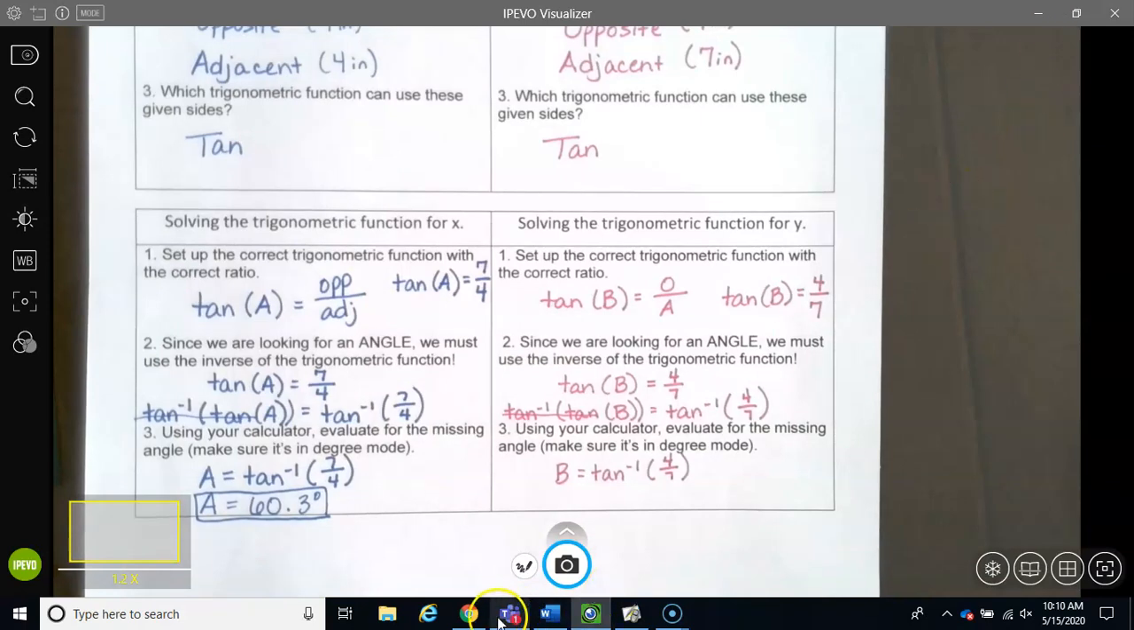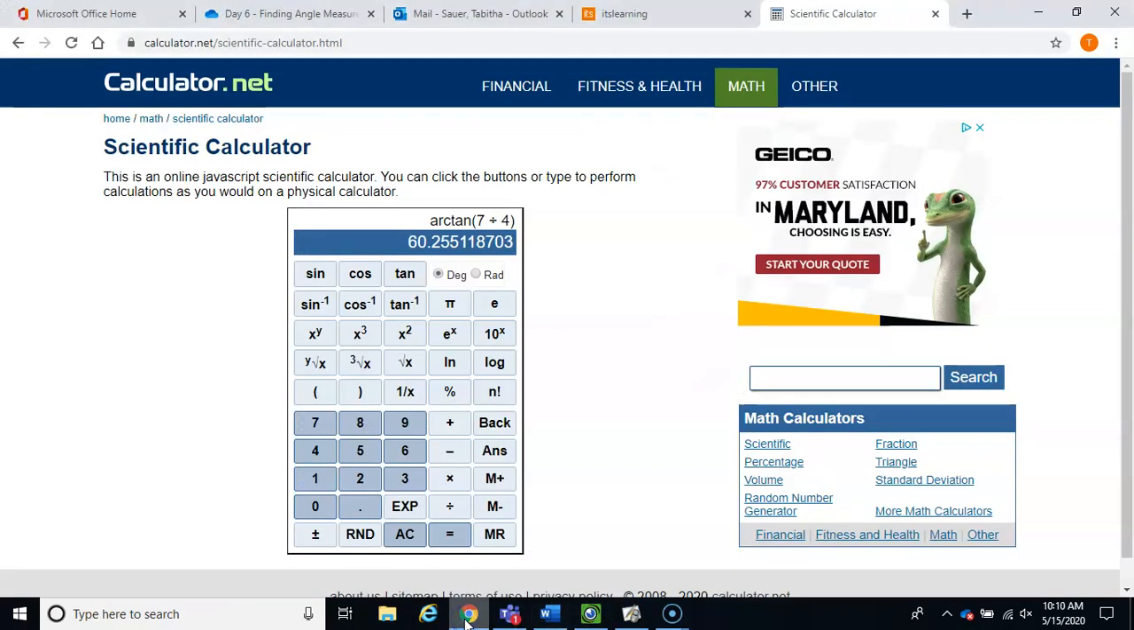So going back to our online calculator, let me clear this out. Tangent inverse of 4 divided by 7, that is 4/7. And we get an answer of 29.7. You notice since this is a 4 to the right of the 7, that 7 does not bump up. It stays the same. So 29.7 degrees.